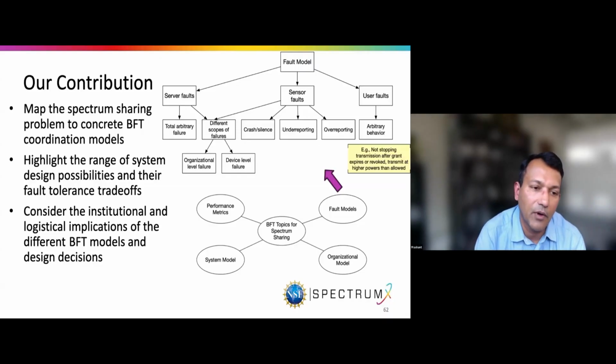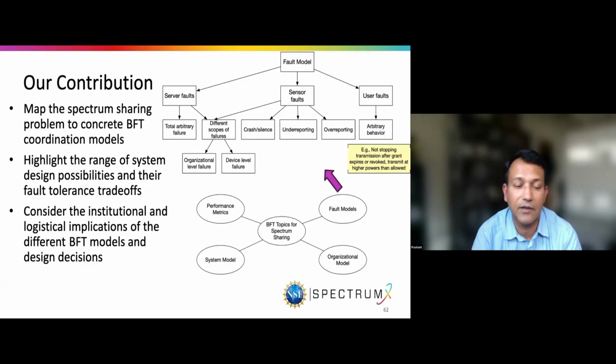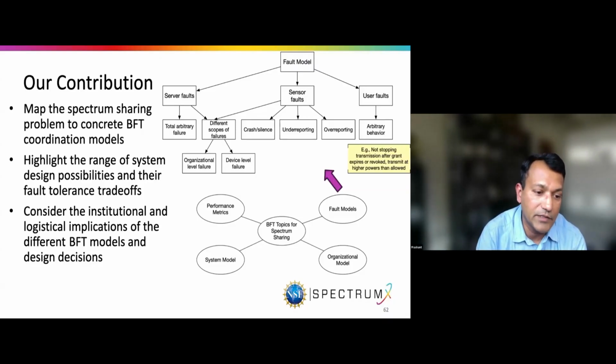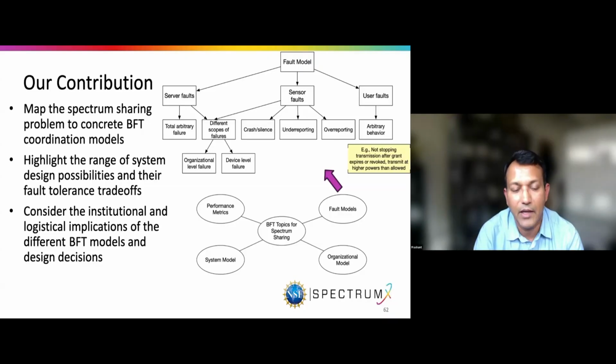So our contribution here at the moment has been to take the spectrum sharing coordination problem and map it to explicit and concrete BFT models. And by doing so, we are trying to highlight the different design possibilities that we can do for spectrum sharing. What are the trade-offs when we are considering fault tolerance versus, say, spectrum utilization or other kinds of issues? For example, we can make it extremely fault tolerant, but the latency in providing spectrum grants or in evacuating secondary users when incumbents need the spectrum, these are all issues and performance metrics that we need to take into consideration.